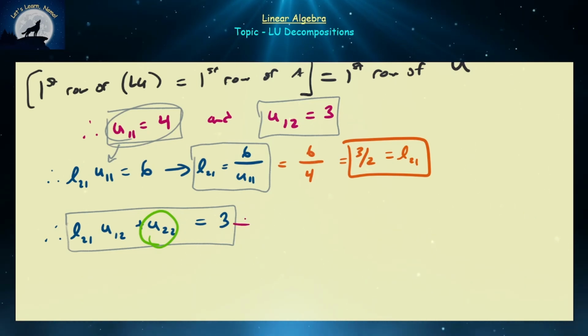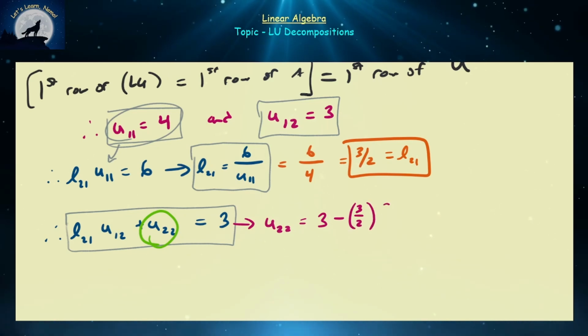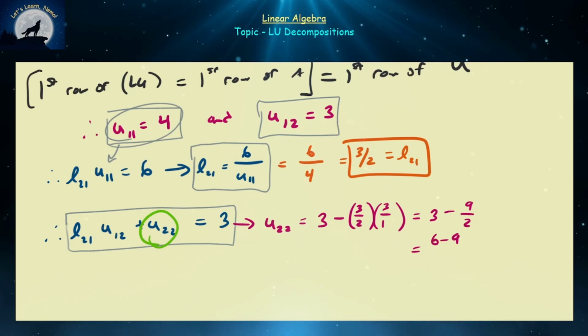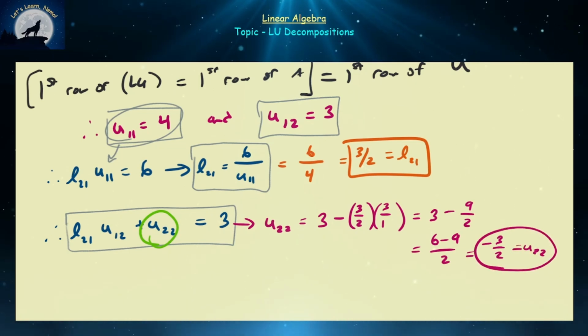So if we substitute our particular values, L21 is equal to 3/2, so we can write this as U22 is equal to 3 minus 3/2 times U12, which is going to be equal to 3 minus 3/2 times 3, so that's 3 minus 9/2. That's going to be 6/2 minus 9/2, which is equal to minus 3/2. So that's going to be our U22 value. Great. So now we're done.